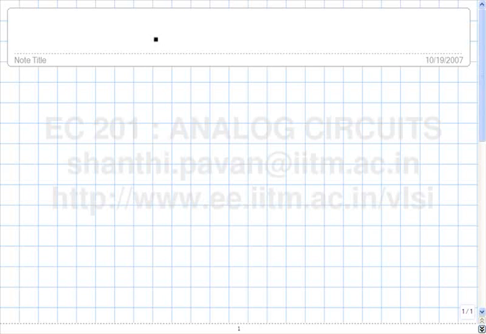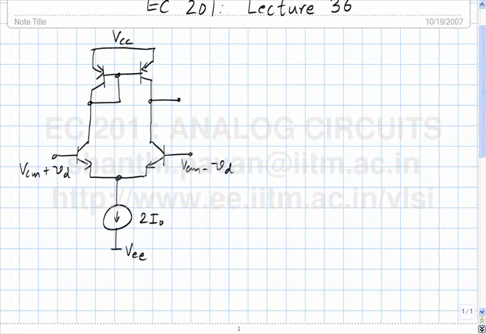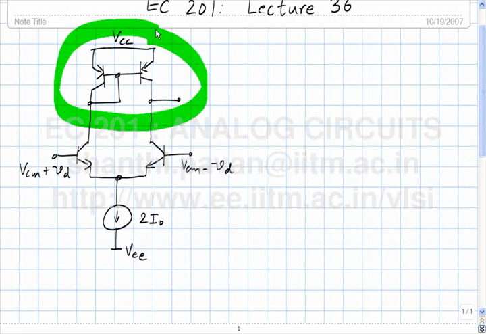This is EC 201, lecture 36. So in the last class, we looked at a differential pair with an active load. What we said was this is the so-called active load, and we derived this from scratch.